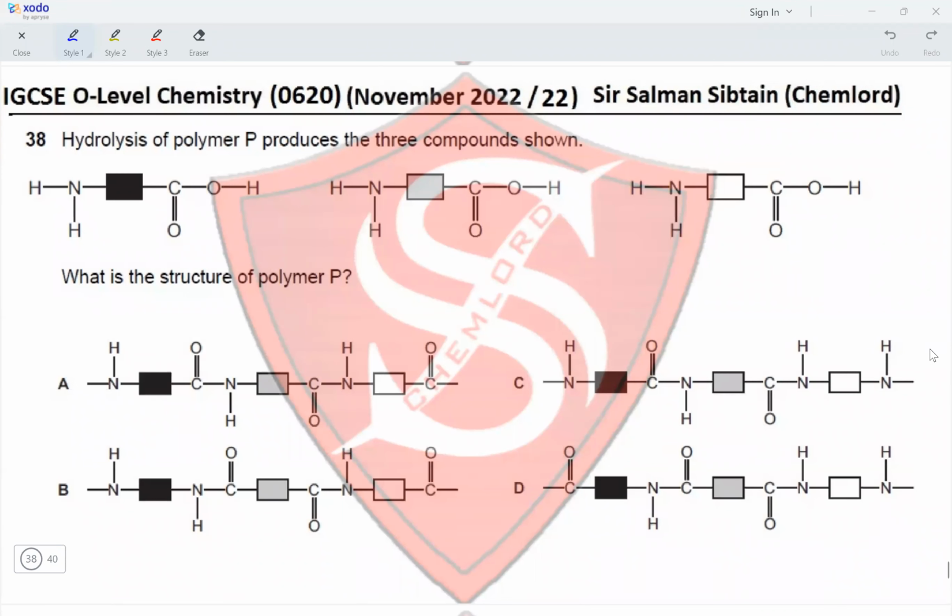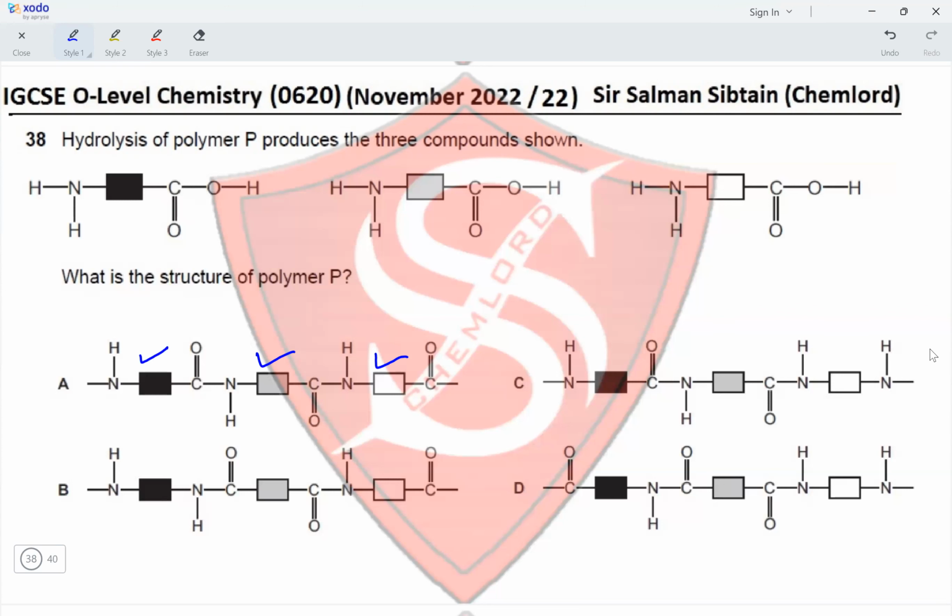Question 38. Hydrolysis of polymer P produces three compounds shown. What is the structure of polymer P? So we've got all three having an NH2 group and a COOH group. So this would form a polyamide with amide bonds present between the black and the gray box, and another amide bond present between the gray and the white box. So option A has the correct order with the amide bonds present between the boxes.